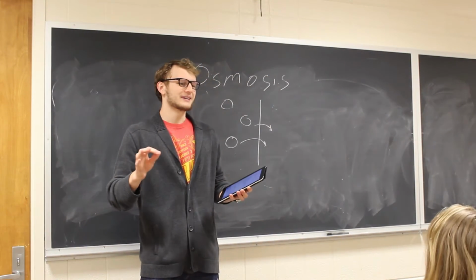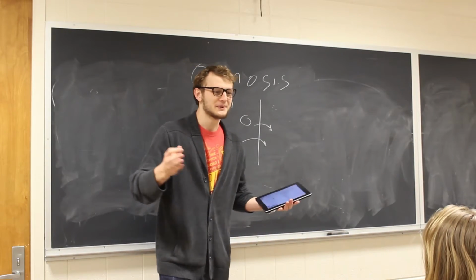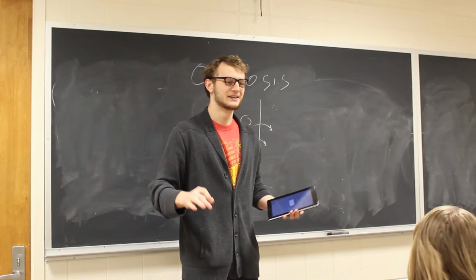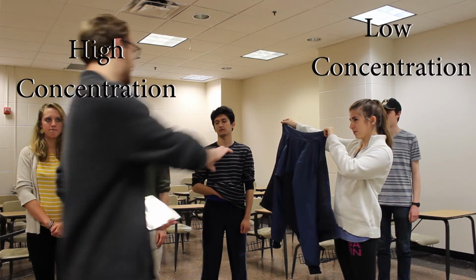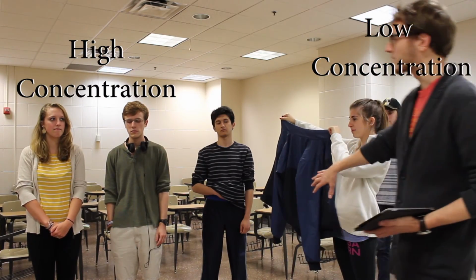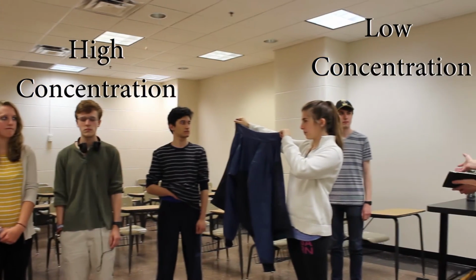All right, so everybody stand up. We're gonna do a little demonstration here. All right. So U3 will be the hypertonic side. This right here will be the semi-permeable membrane. And Reynolds over here will be the hypotonic side. It's lonely on this side of the membrane.